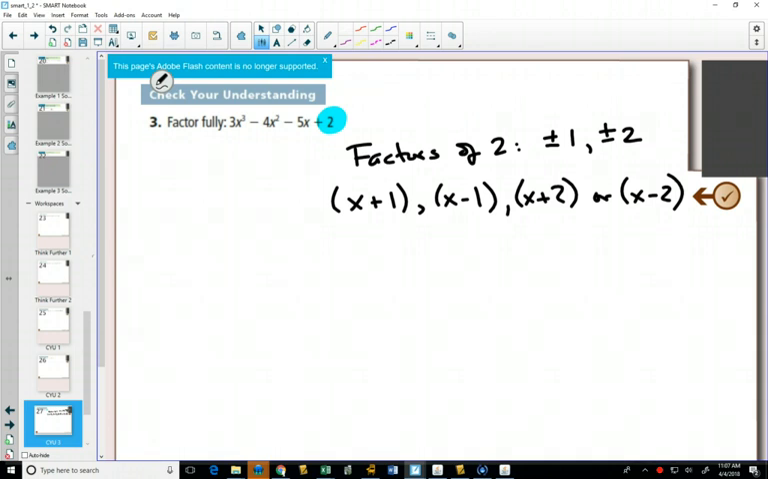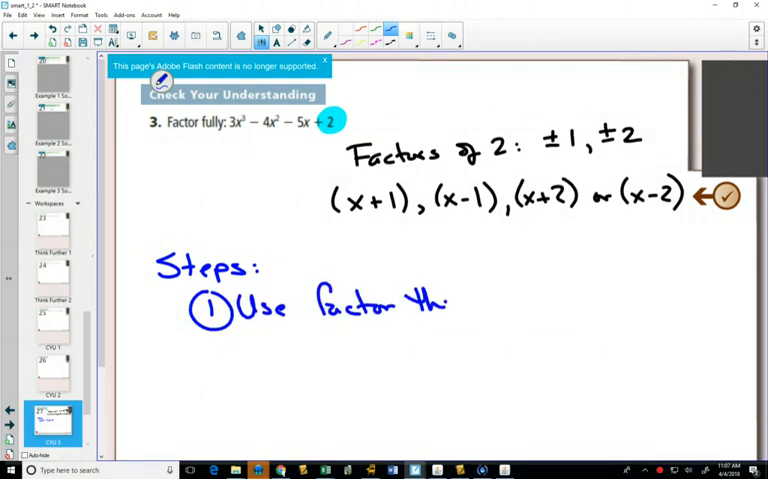So first of all, before we get into this, we're going to write out some steps for factoring. Step number 1, you're going to use your factor theorem, remainder theorem, factor property, whatever you want to call it, to find one factor. So we need to find out, of those 4 that are listed above, which one works. We just need to find one that works.